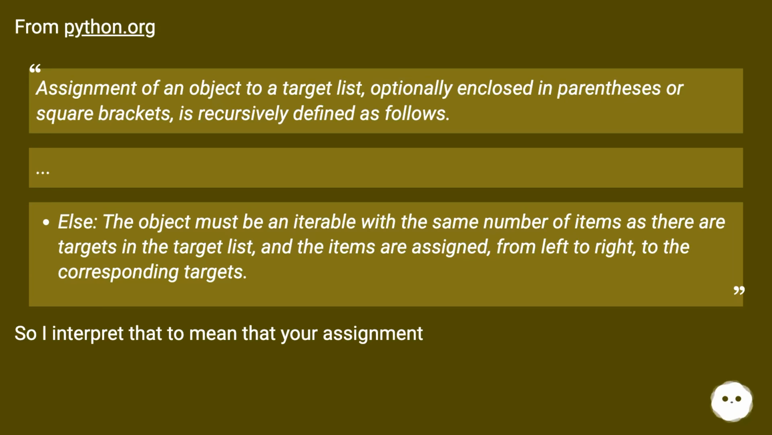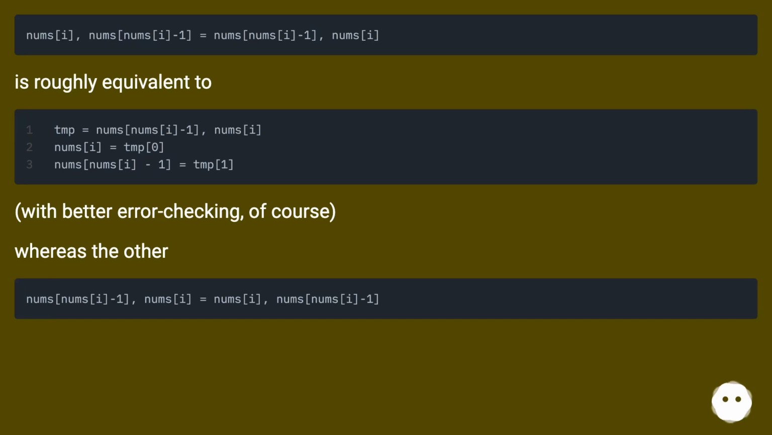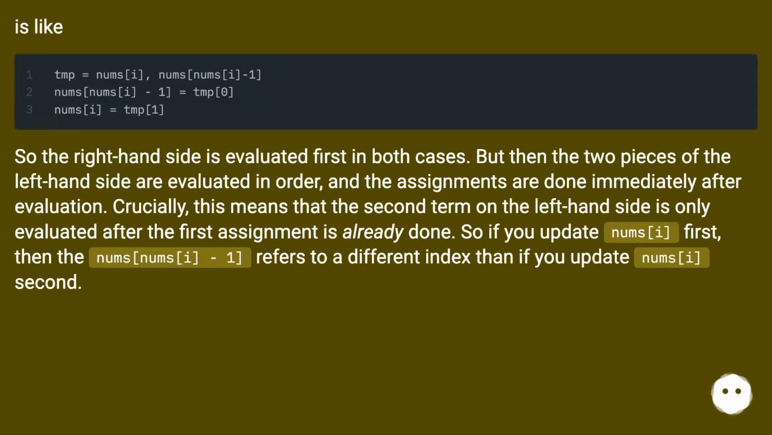So I interpret that to mean that your assignment is roughly equivalent to this, with better error checking, of course, whereas the other is like this. So the right-hand side is evaluated first in both cases. But then the two pieces of the left-hand side are evaluated in order, and the assignments are done immediately after evaluation. Crucially, this means that the second term on the left-hand side is only evaluated after the first assignment is already done. So if you update nums[i] first, then nums[i-1] refers to a different index than if you update nums[i-1] second.